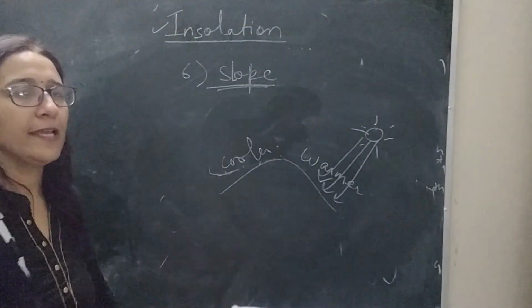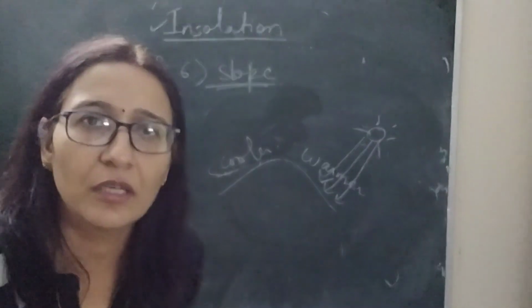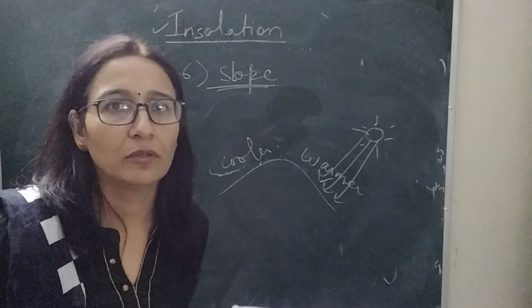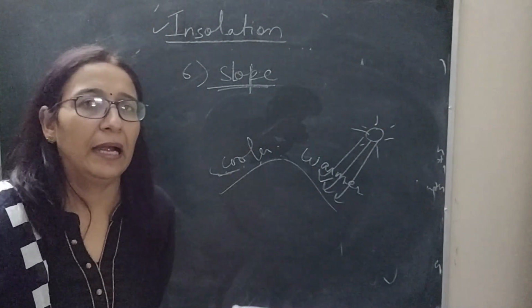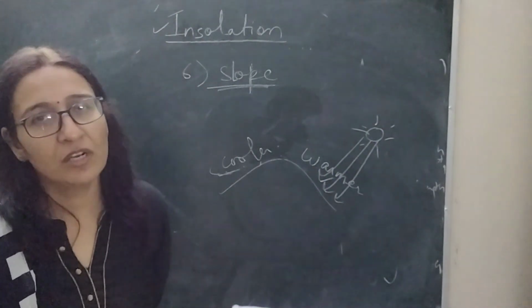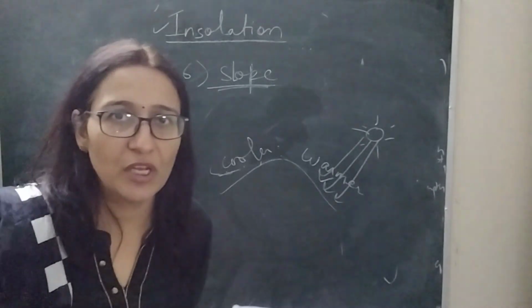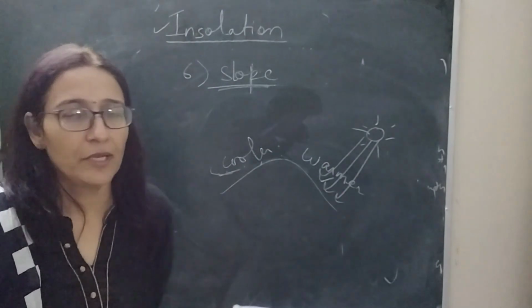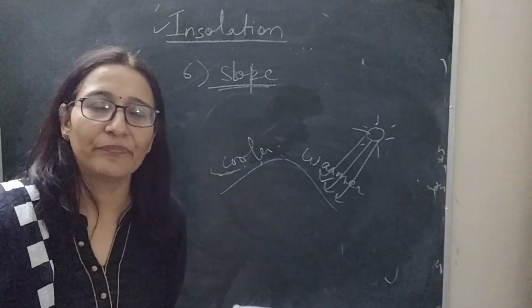So we can say in the northern hemisphere, the southern slopes of a mountain receive more insolation, so they are warmer. And in the southern hemisphere, the northern slopes receive more insolation, so they are warmer than the southern slopes. So this is about insolation. Thank you, students.